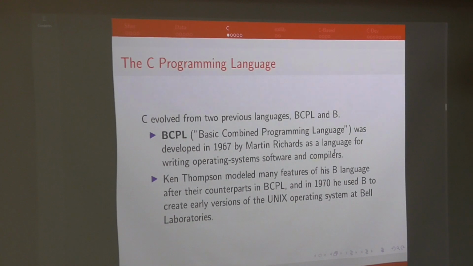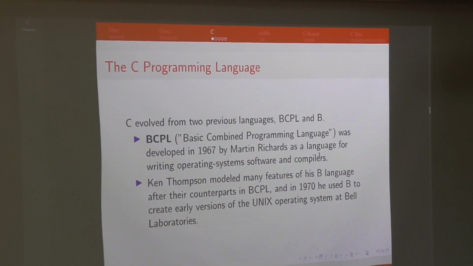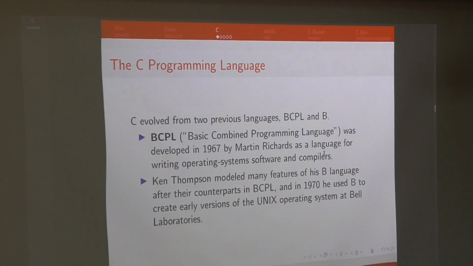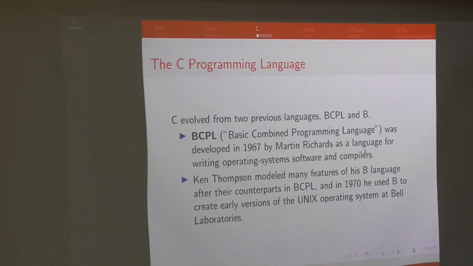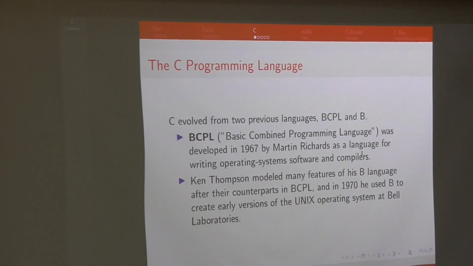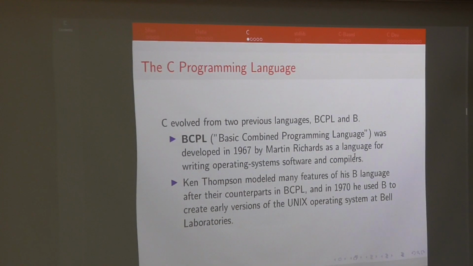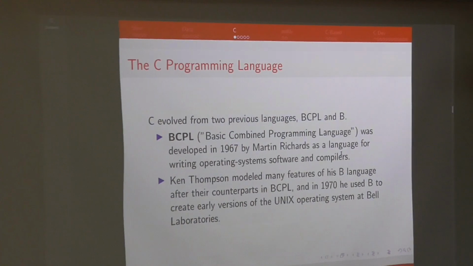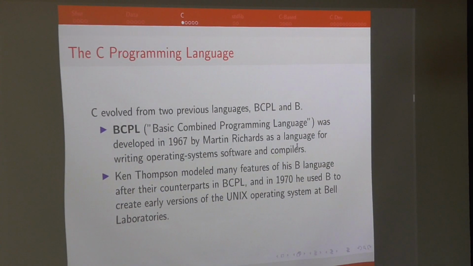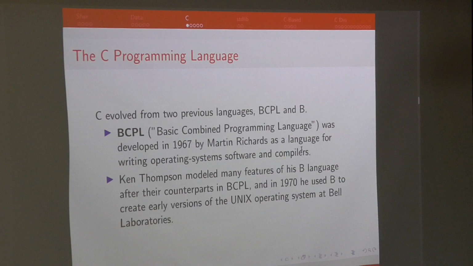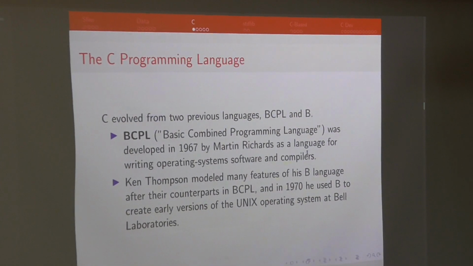C evolved from two previous languages, BCPL and B. So C is the successor to B, which may have been the successor to A. I'm not sure. It's possible. BCPL, or the Basic Combined Programming Language, was developed in 1967 by Martin Richards as a language for writing operating system software and compilers. This period from the late 60s to the early 70s is a time of critical importance in the history of computing. Basically, it's like the Cambrian explosion but with compilers.